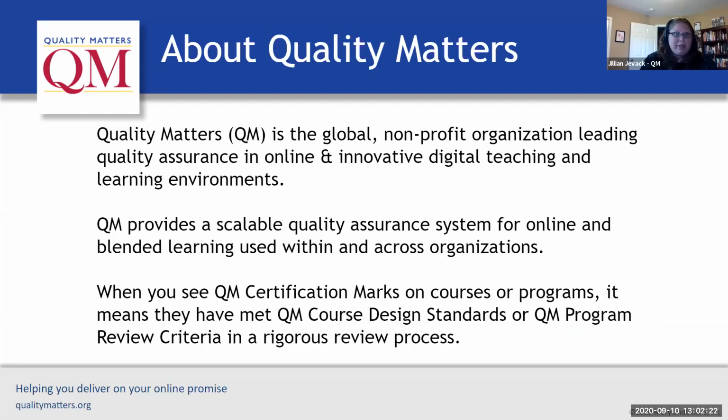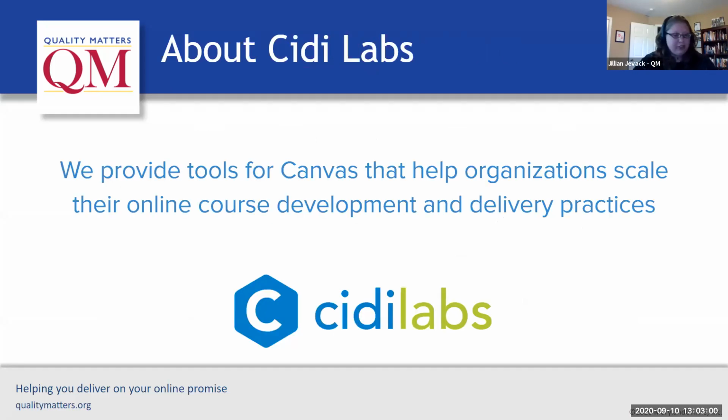First, I'm going to tell you just a brief bit about Quality Matters. It's the global organization leading quality assurance in online and innovative digital teaching and learning environments. We provide a scalable quality assurance system for online and blended learning that's used within and across organizations. So when you see QM certification marks, it means they've met rigorous sets of standards in a rigorous review process. We have just over 1,300 institutions who are members in 21 countries, and we're used by higher ed, K-12, and continuing and professional education organizations. I'm going to turn it over to Mike now to tell you a little bit about Cidi Labs.